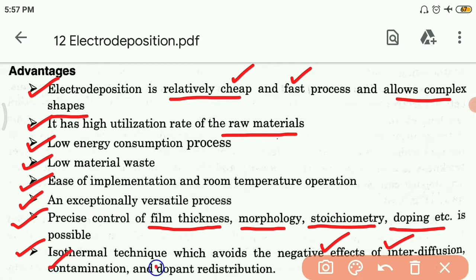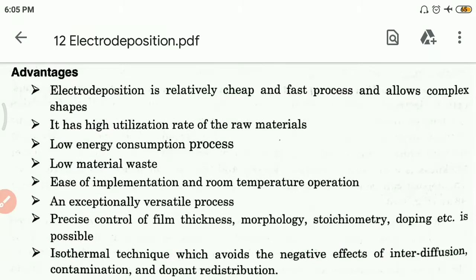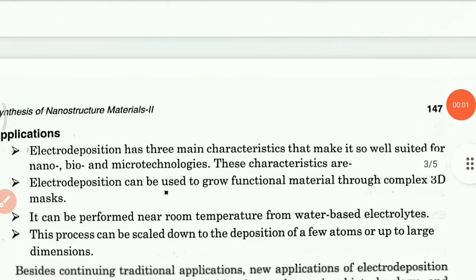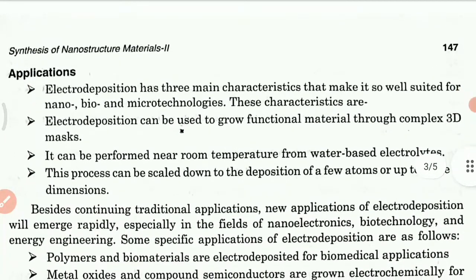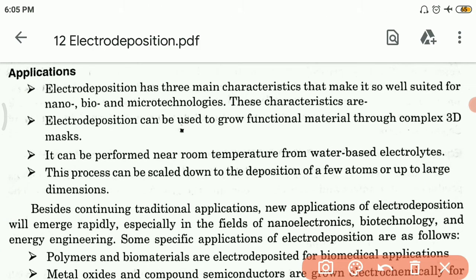Okay, and finally it is an isothermal technique which avoids negative effects like interdiffusion, contamination, and dopant redistribution. Okay, now moving further, let us see the various applications of the electrodeposition process.